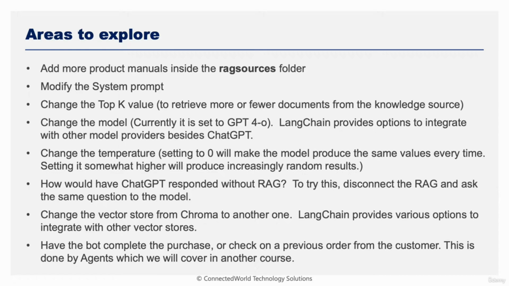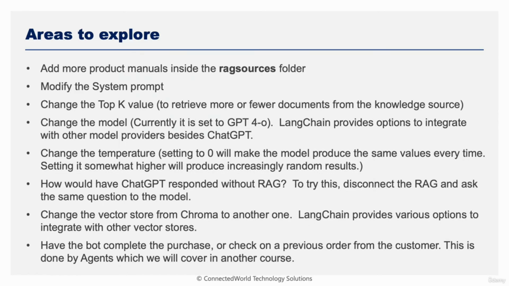So how can we improve the performance of the LLM? First, we could add more product manuals inside the RAG sources folder. So we could supply more details about products available and classify them into different categories and help the LLM choose the right category for the customer's question. Or we could modify the system prompt to provide more hints and suggestions to the LLM on how to answer a question. Or we could change the top k value. Recall that in our code we used k equal to 10, but we could change k to a bigger or a lesser value so that we can retrieve more or fewer documents from the knowledge source.